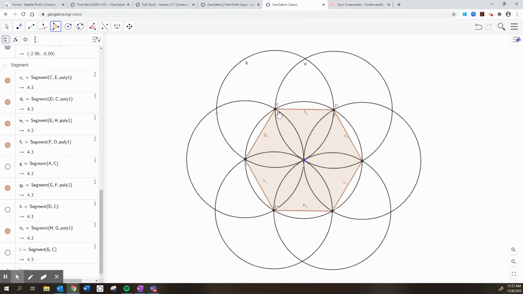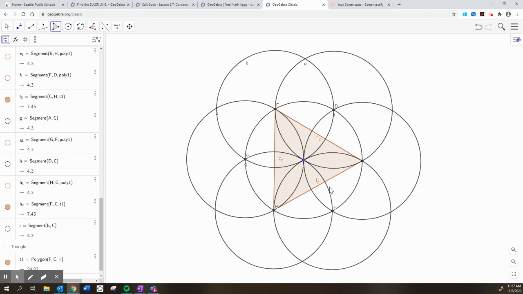Each of these sides is the same length as the radius. But I could also make other objects that are inscribed. Like, what if I needed to make an inscribed, and inscribed means the corners are on the circumference, so I could make an inscribed, what does that look like? An equilateral triangle. It's inscribed in my original circle, which is this one here.